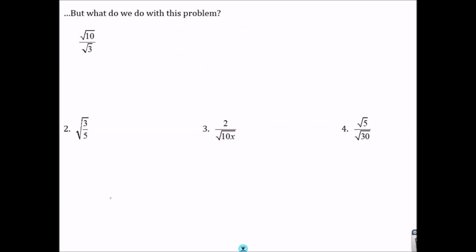But what about this problem here? We have square root of 10 divided by square root of 3. If we try to divide them, we end up with a decimal, which we just said we're not allowed to have. So in this case, we have to rationalize the denominator. This is how we get rid of that radical in the denominator.